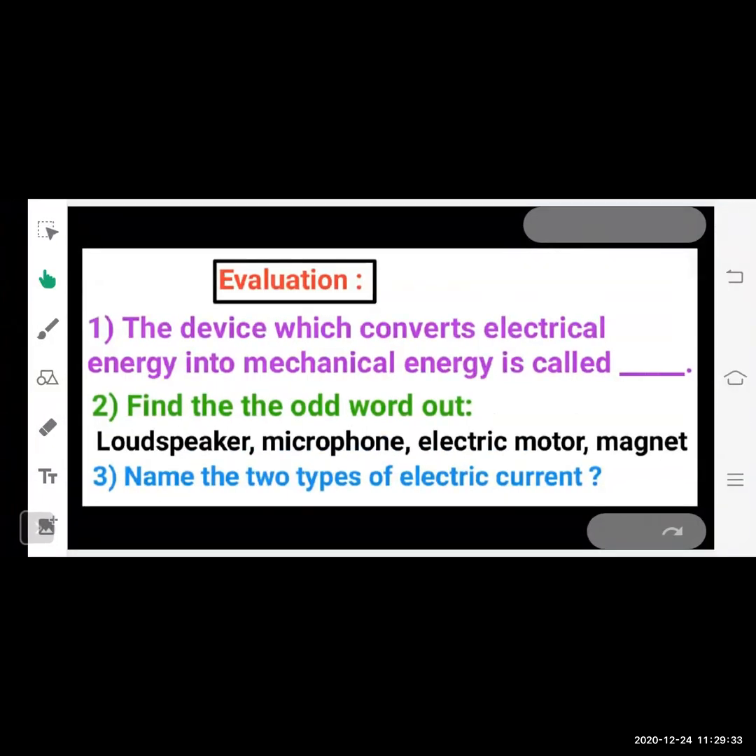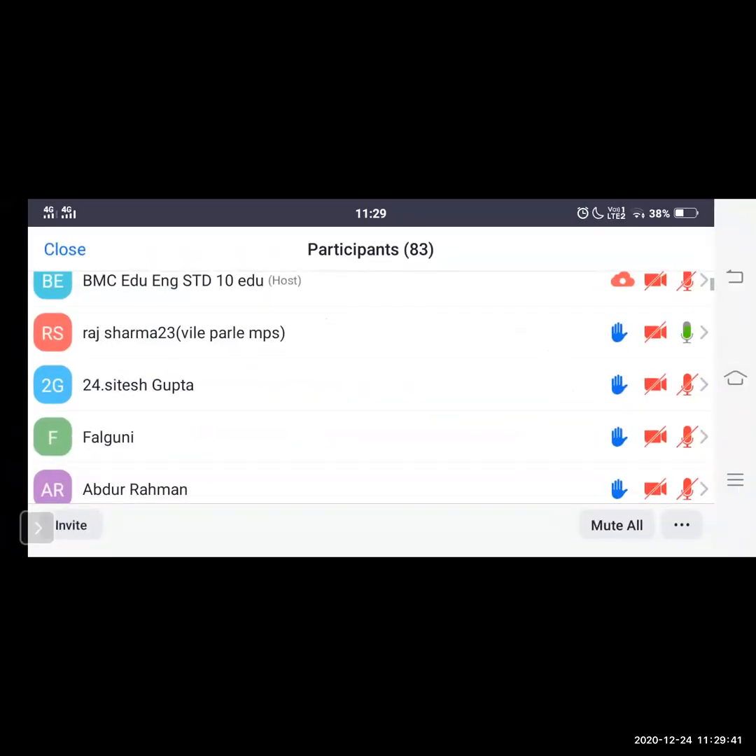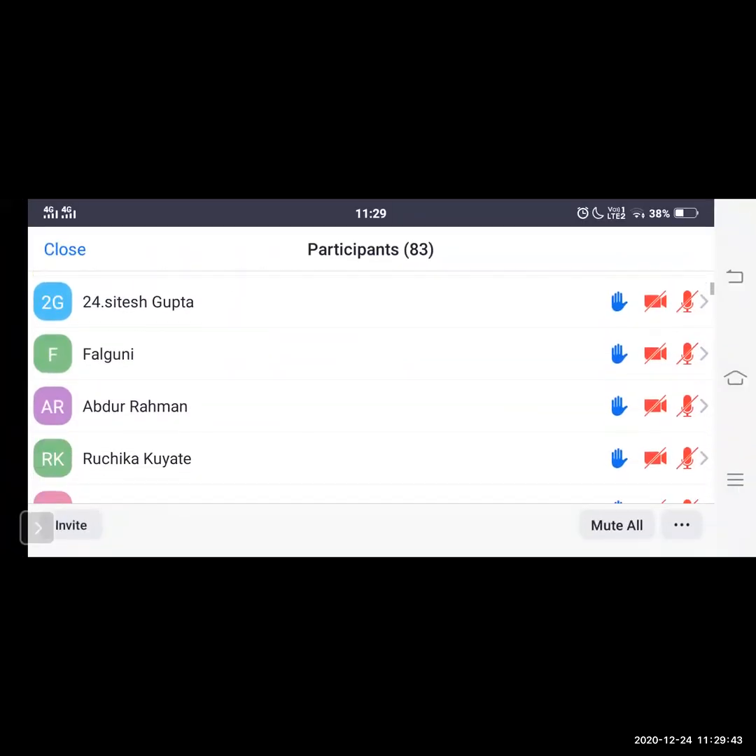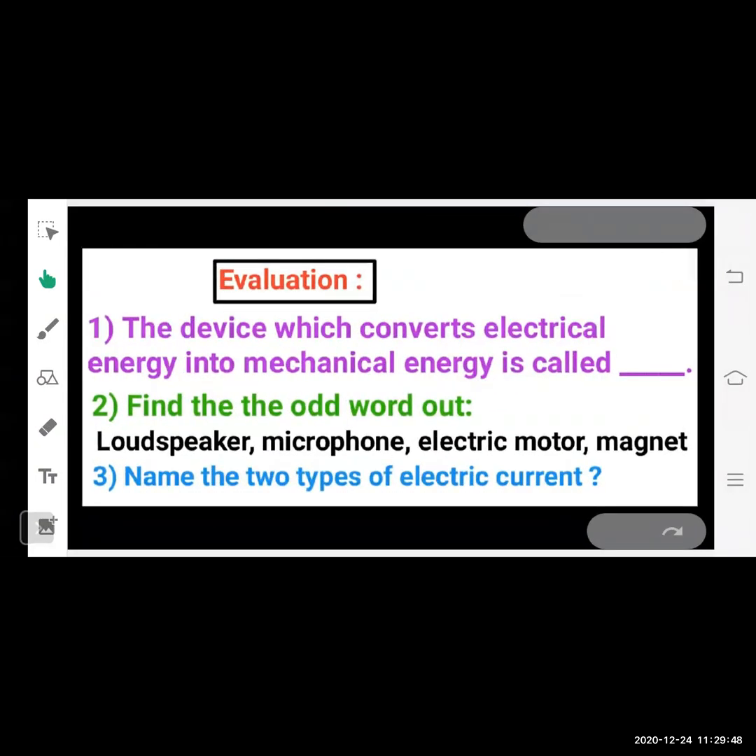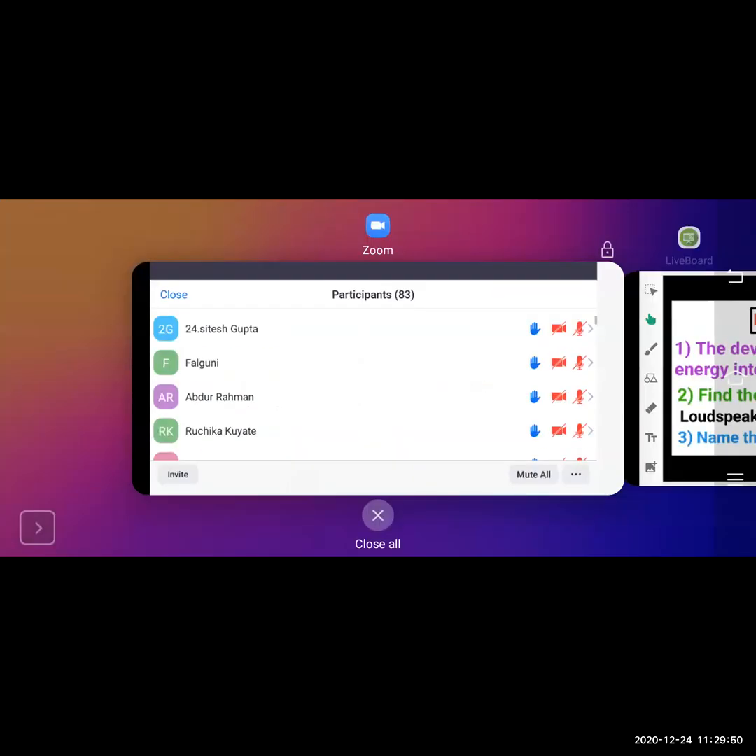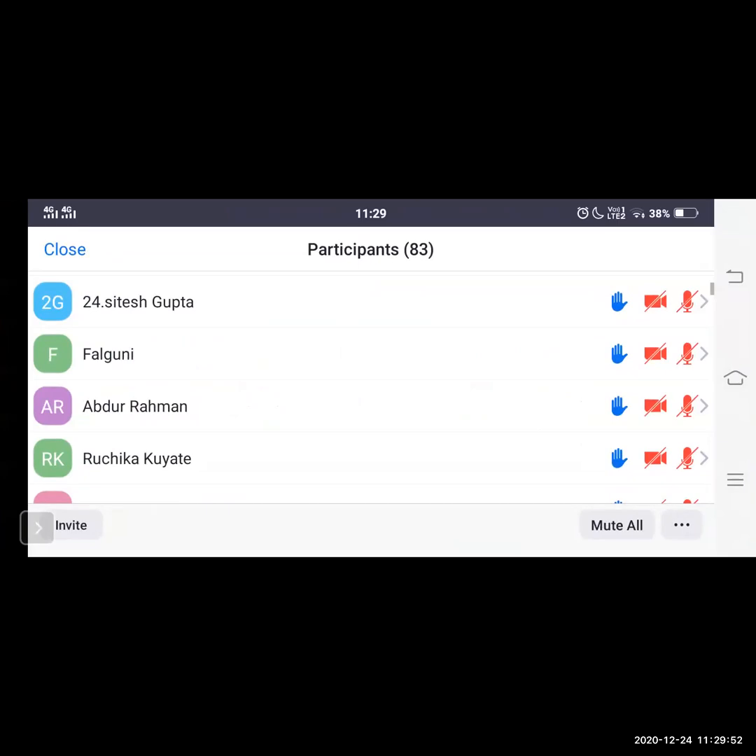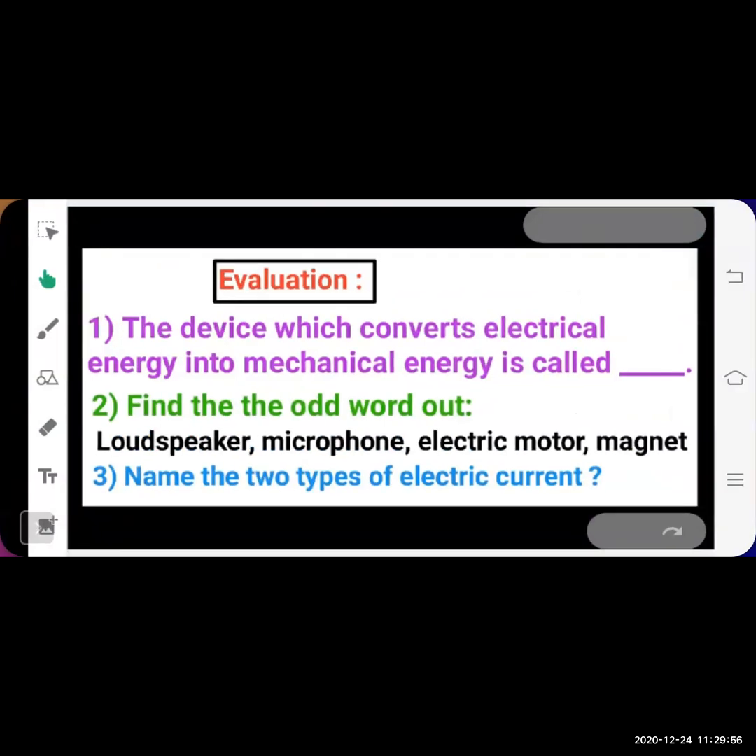Now question number 2, find the odd word out: loudspeaker, microphone, electric motor, magnet. Magnet. Okay. Now third question, name the two types of electric current. Alternating current and direct current. Yes, very good. Alternating current and direct current, or you can say AC and DC.